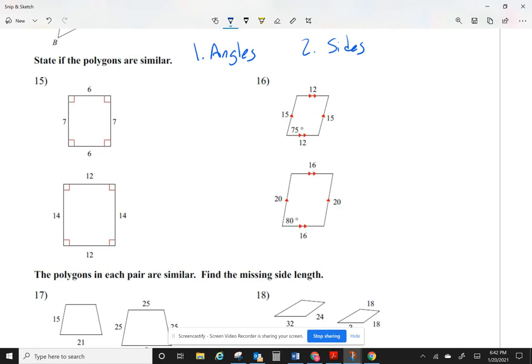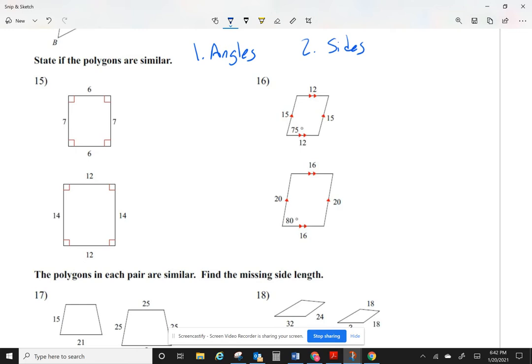For them to be similar, the angles must be equal. When it comes to the sides, they must be proportional. I'll explain that in a minute. So angles must be equal, sides must be proportional. It has to meet both criteria or the polygon is not similar. So angles first. Let's take a look at number 15.